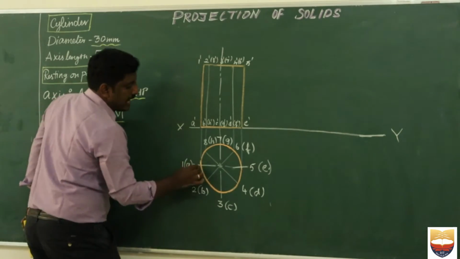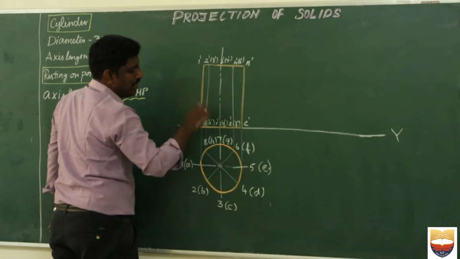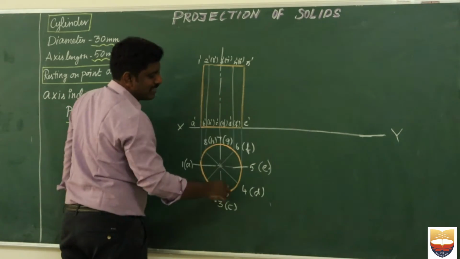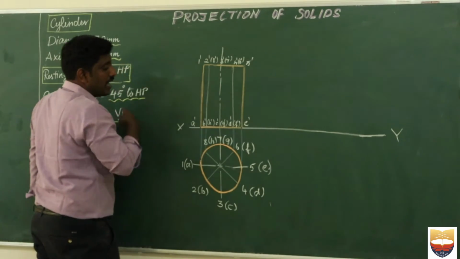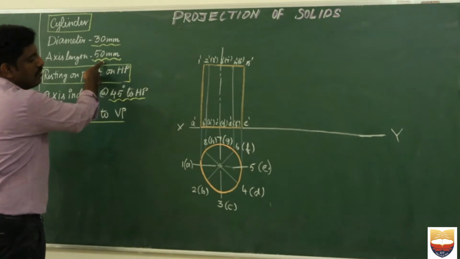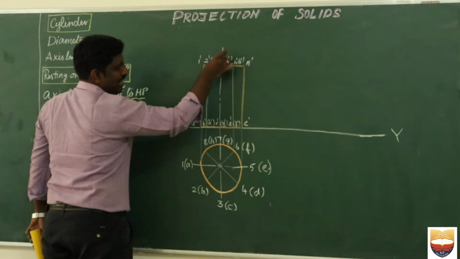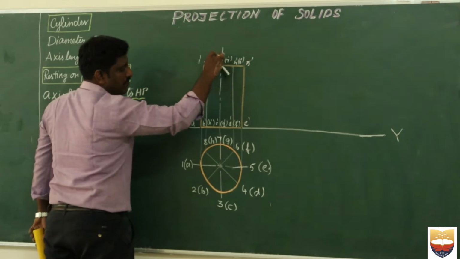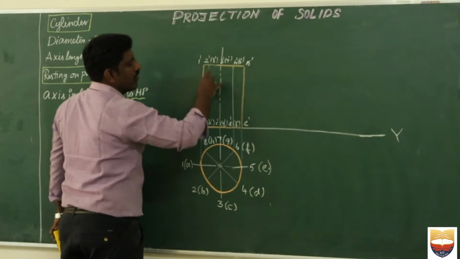Then what I did is I projected all these points. You can see that 2 and 8 will be in the same line, 3 and 7 will be in the same line, 4 and 6 will be in the same line, and 5. I know the axis height given is 50 mm. First I projected my axis line and marked 50 mm, and then I projected all the points and completed my front view.